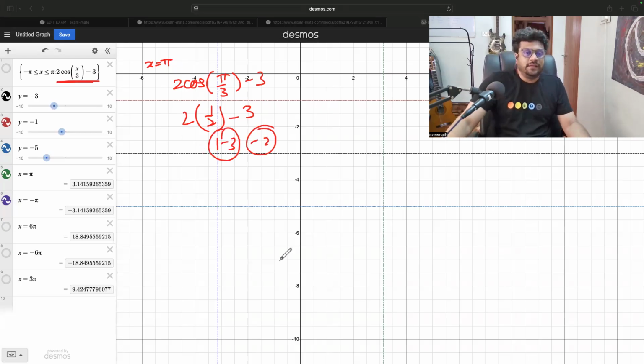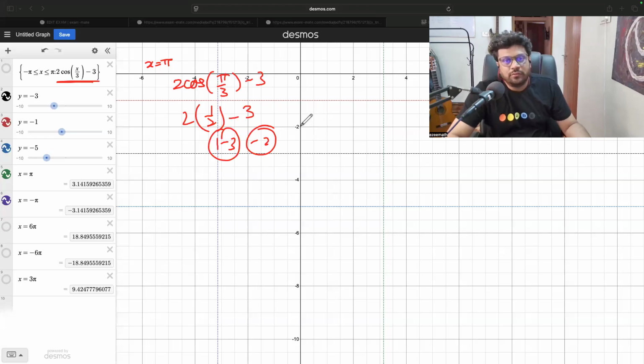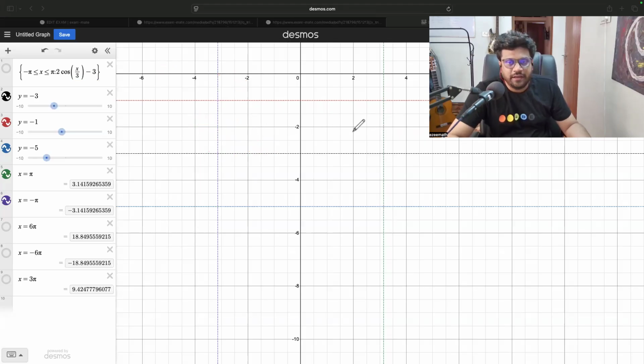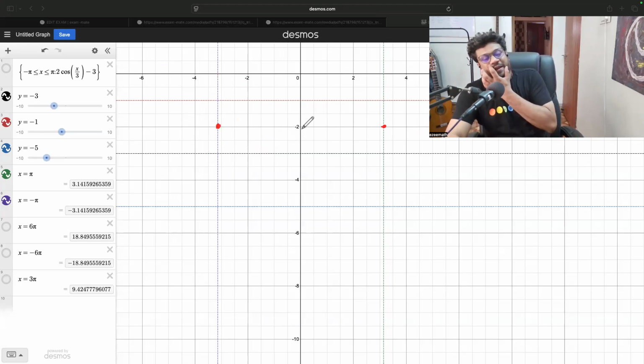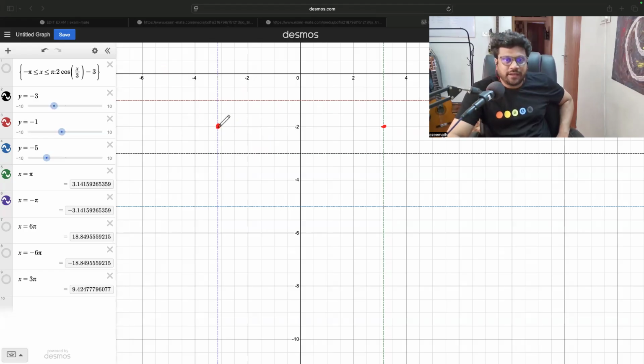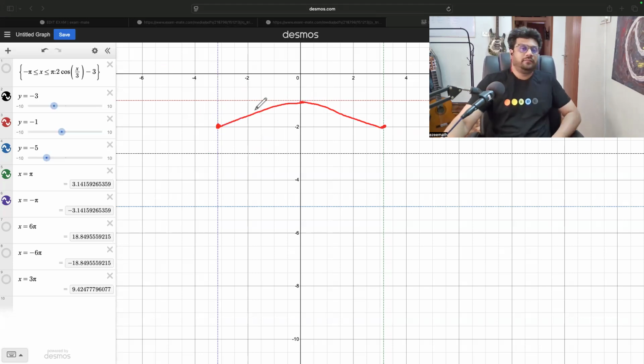So there it is. At x equal to pi, my curve is going to be at a negative 2. And of course, it follows symmetry. So there, it's going to be at x equal to negative pi. So my curve is actually going to go like that, like that. There. Okay, so let's see.